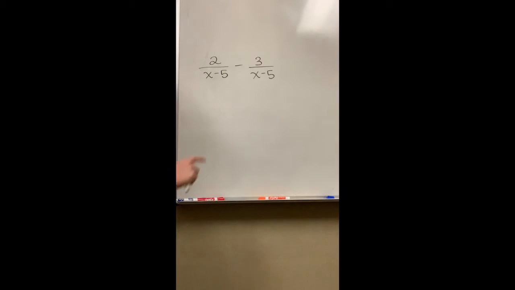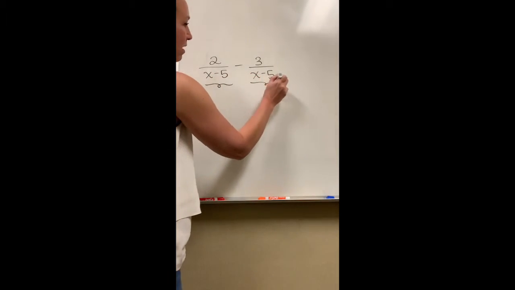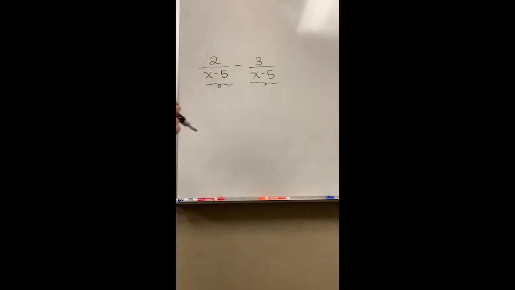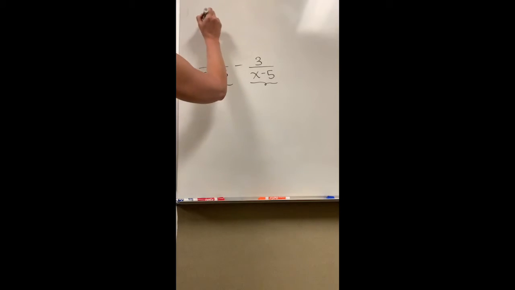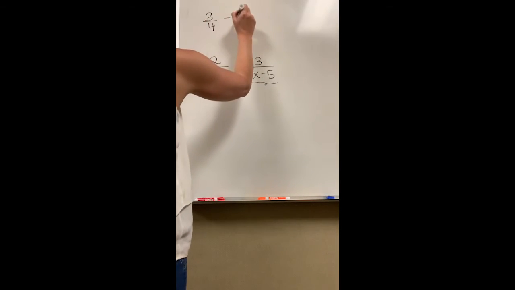Okay, let's talk about subtracting rational expressions. So what I have is 2 over x minus 5 minus 3 over x minus 5. What I notice is I have like denominators. If I were to think about that in terms of just numbers, that would be like 3/4 minus 1/4.